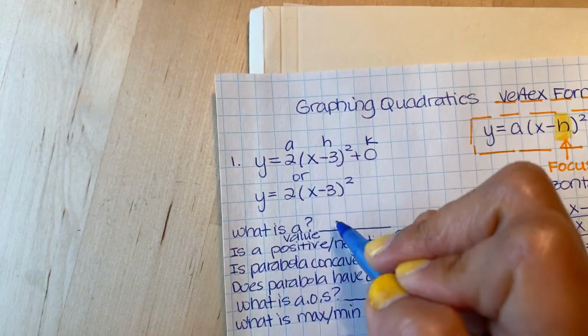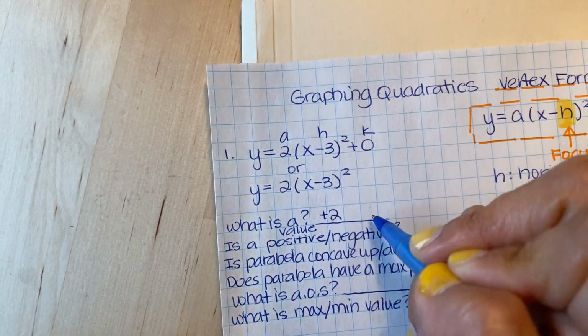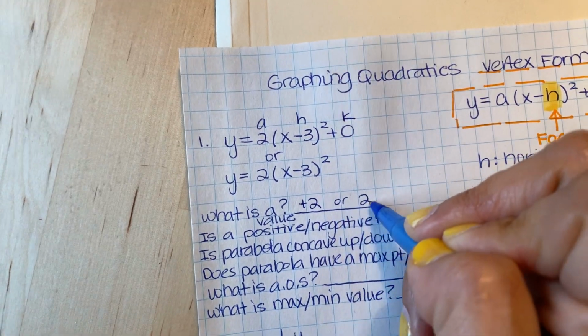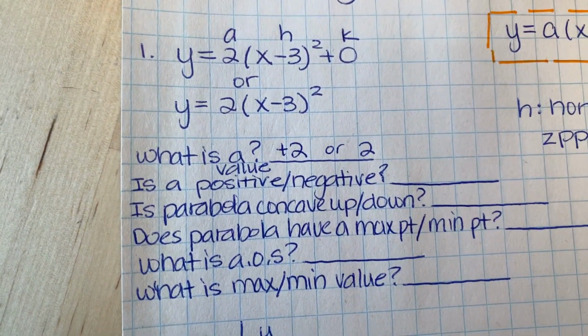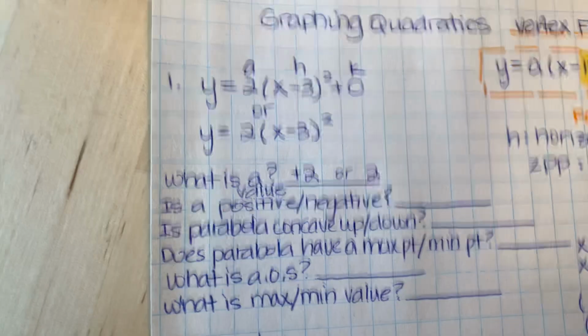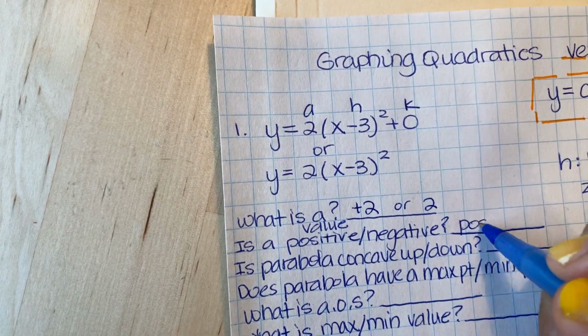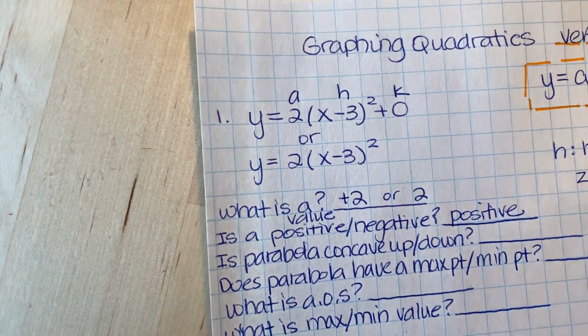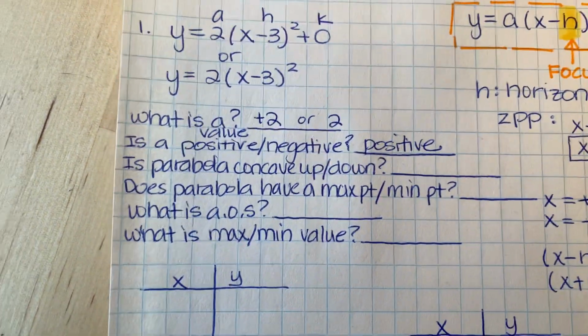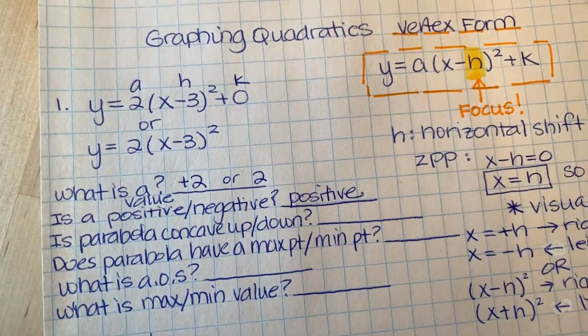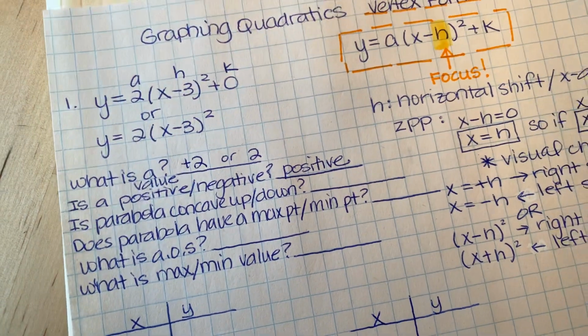It is positive 2. So if you want to write a positive 2, that's fine, or you could just write 2. It's up to you. Is the A value positive or negative? It is positive. And if you wrote POS for abbreviation, it's fine. We got that on the test a lot of times, so it's good.